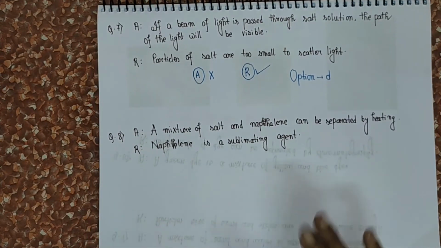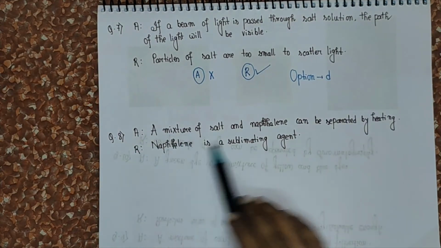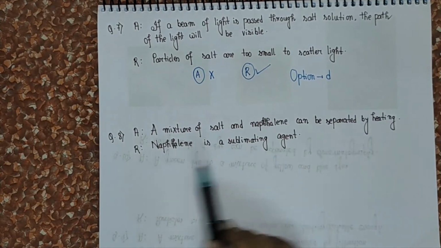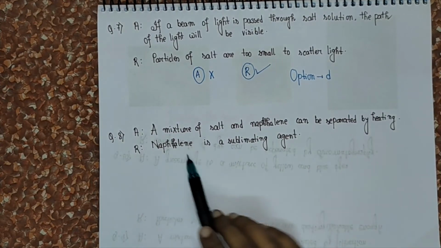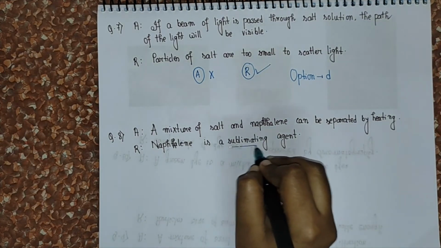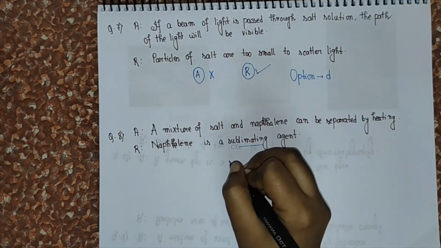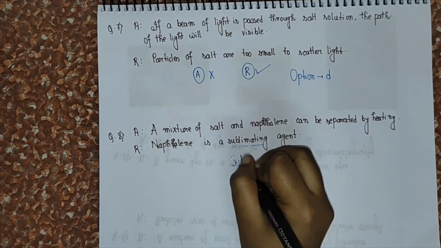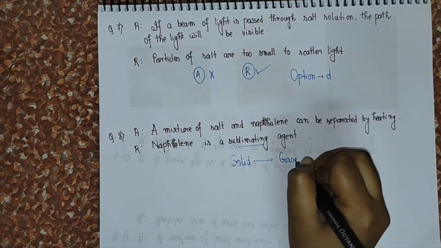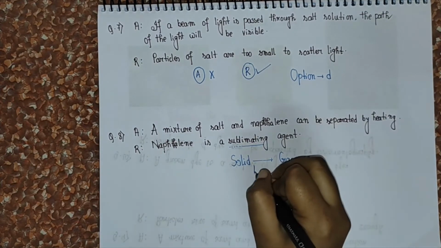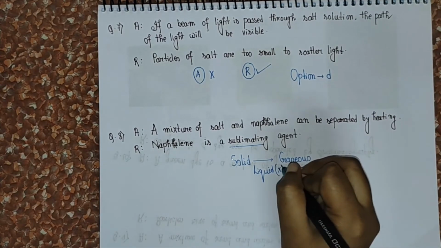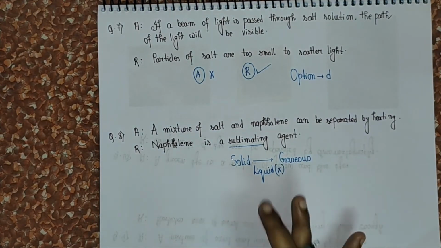Now next question, number 8. Assertion: a mixture of salt and naphthalene can be separated by heating. Reason: naphthalene is a sublimating agent. So what is a sublimating agent? A sublimating agent can directly convert from solid state to gaseous state without passing through the liquid state. No intermediate liquid state is there. These are known as the sublimating agents.